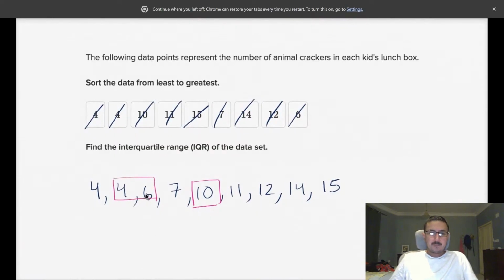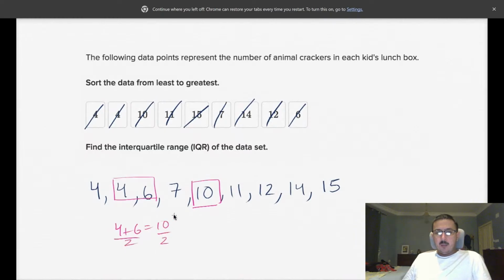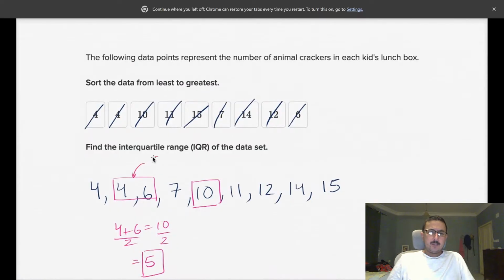So the average of 4 and 6, halfway between 4 and 6 is 5. Or you can say 4 plus 6 is equal to 10. But then I want to divide that by 2. So this is going to be equal to 5. So the middle of the first half is 5. You can imagine it right over there.